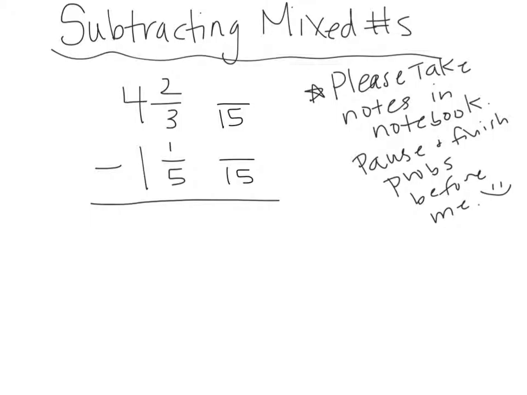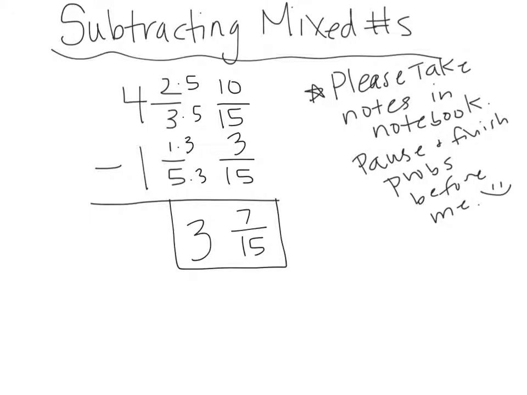You should now be done with the problem if you have pushed play again. Double check what you did with what I did. I know I had to multiply by 3 down here, so on top I multiply by 3 as well. Here I had to multiply by 5, so on top I have to multiply by 5 as well. 10 take away 3 is 7/15, and 4 minus 1 is 3. 3 and 7/15 is what you should have gotten for number 1.